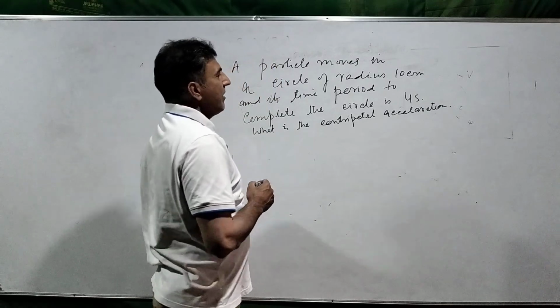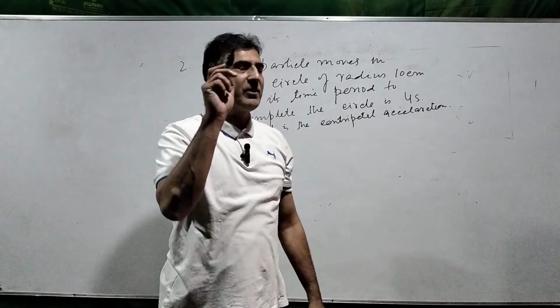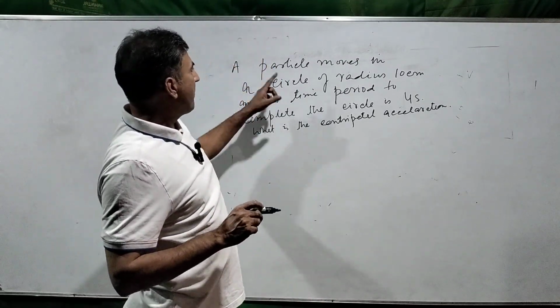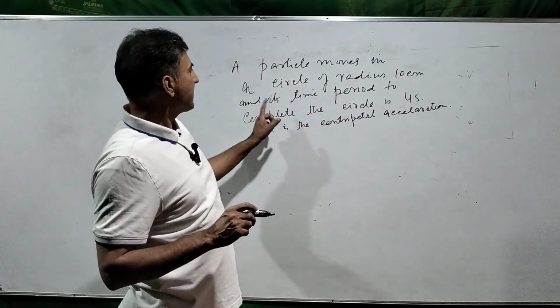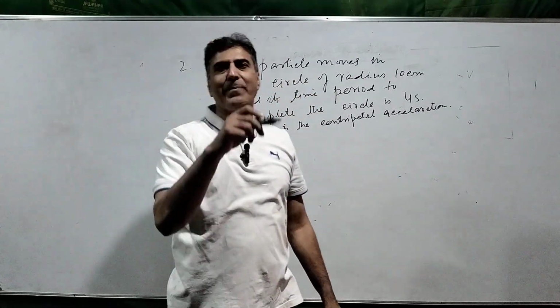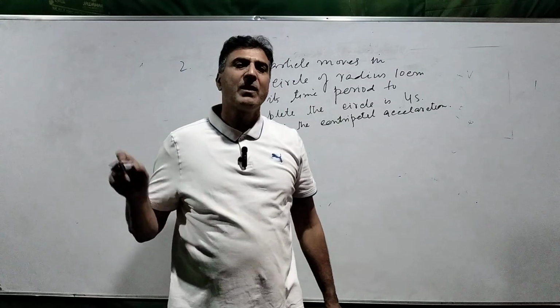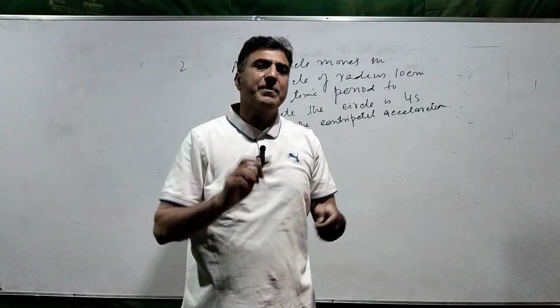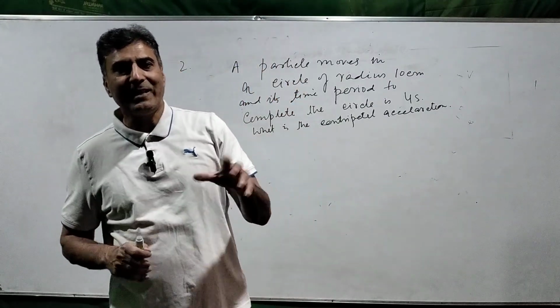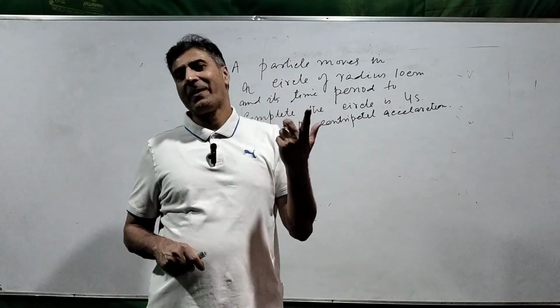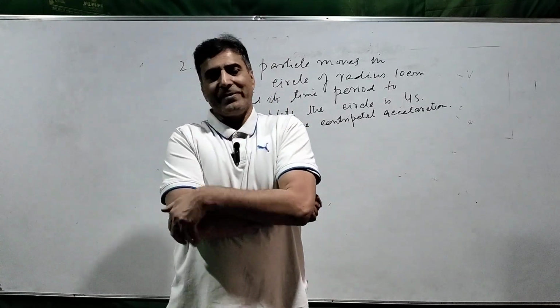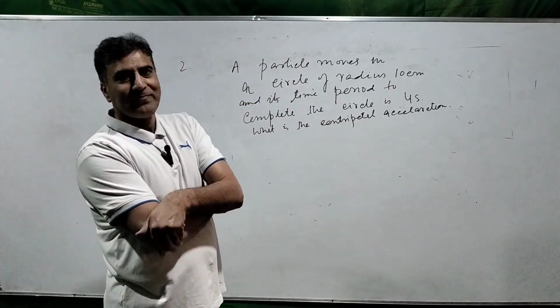What is this question? A particle moves in a circle with constant speed, of course. A particle moves in a circle of radius 10 cm and its time period is 4 seconds. Since the time period is defined, the particle is moving with uniform speed, otherwise the time period would not be the same in every circle. So it is a uniform circular motion. So how to solve the question?